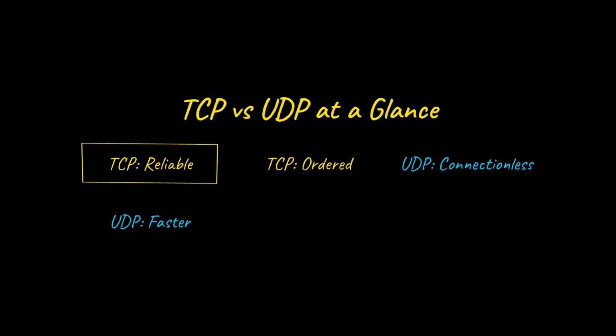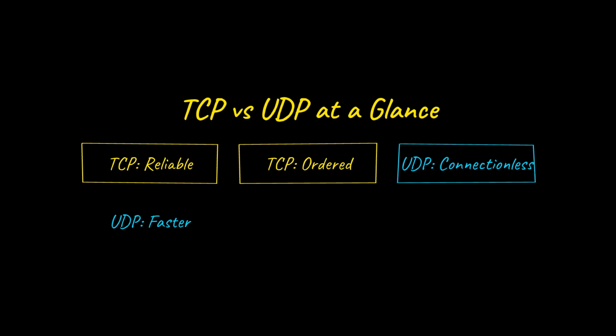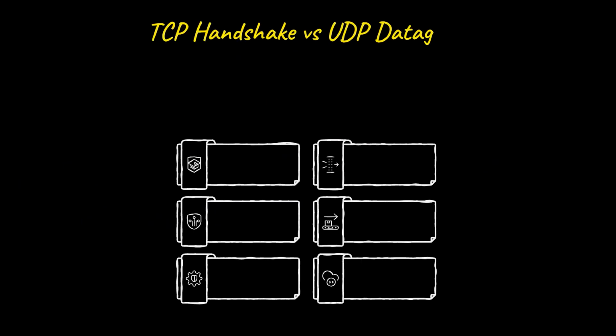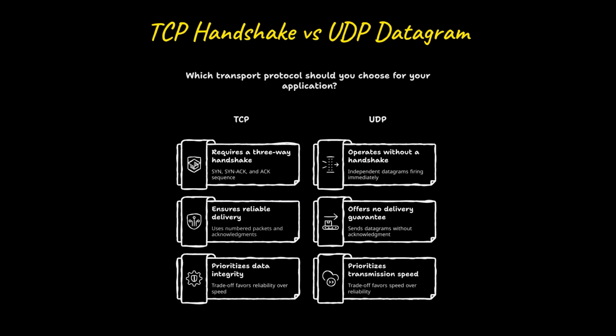TCP guarantees that every packet arrives in order, resending anything lost, but this reliability costs extra overhead and delay. UDP skips the handshake and acknowledgements entirely, gaining speed while accepting that some packets may never arrive. TCP opens with a 3-way handshake, SYN, SYN-ACK, ACK, before a single byte of data moves, then numbers every packet and waits for acknowledgement. UDP simply fires independent datagrams at the receiver with no setup and no confirmation.